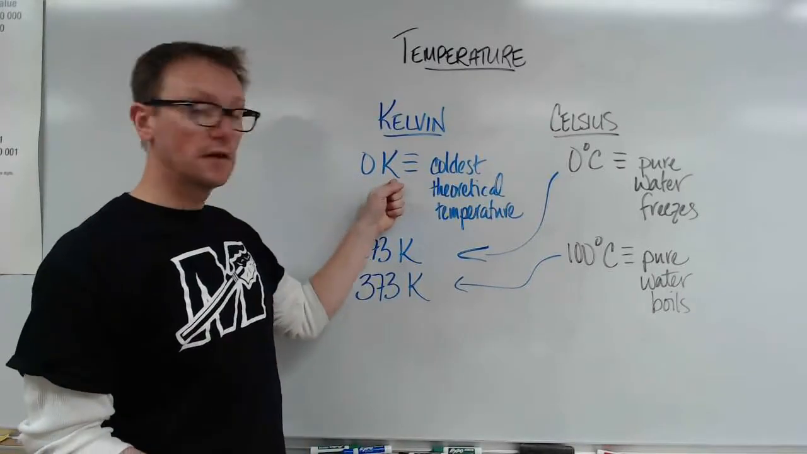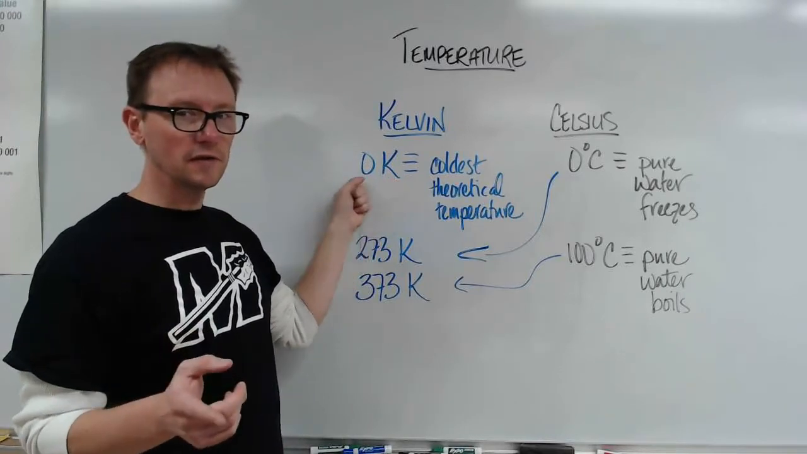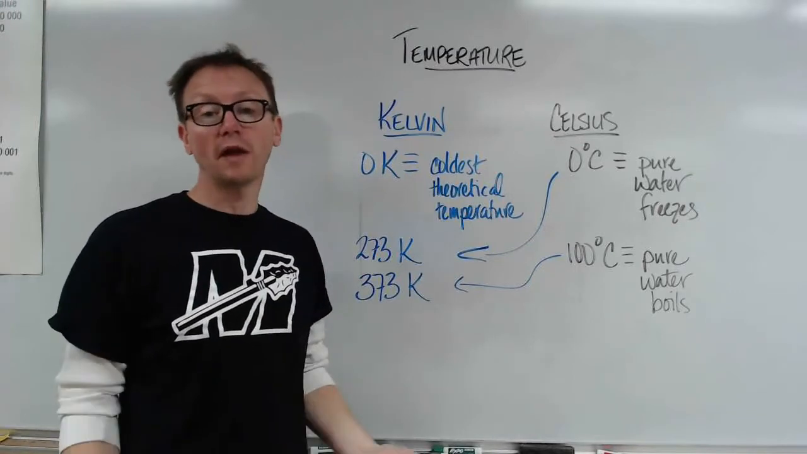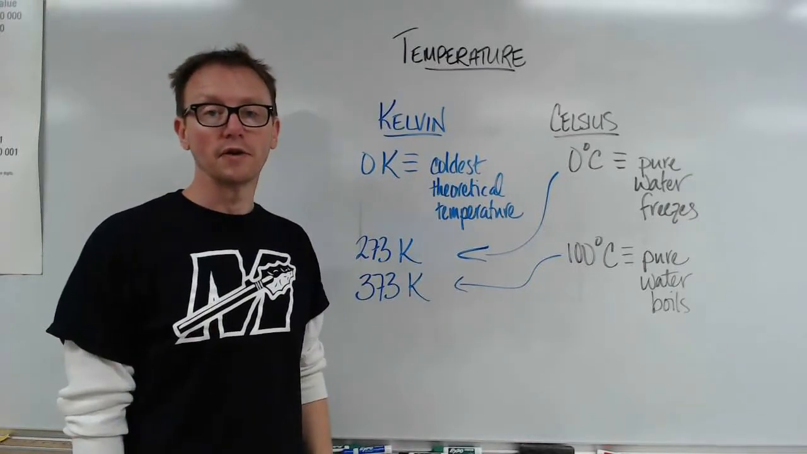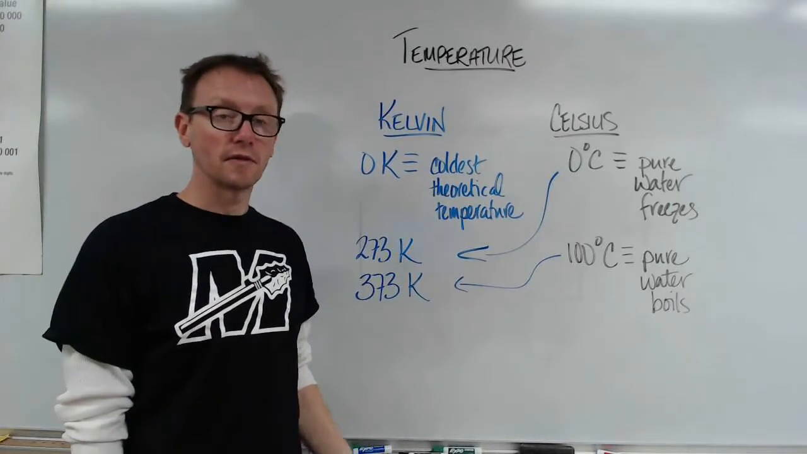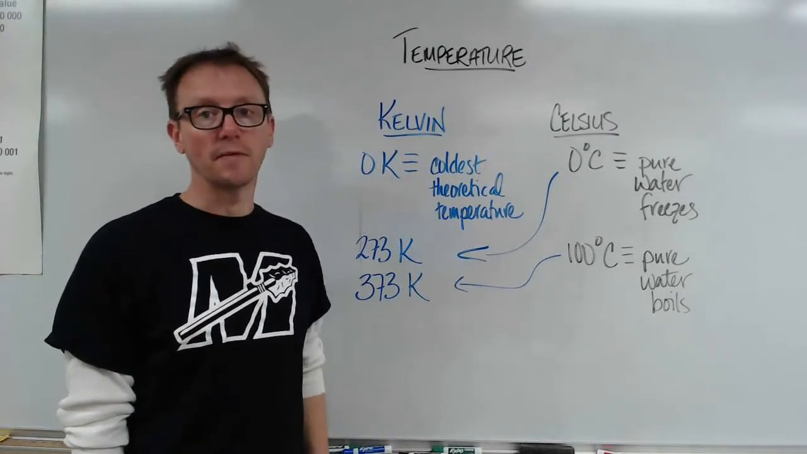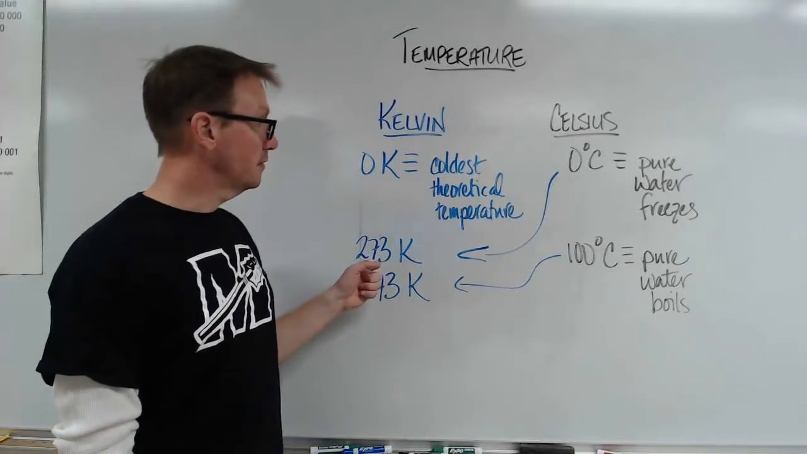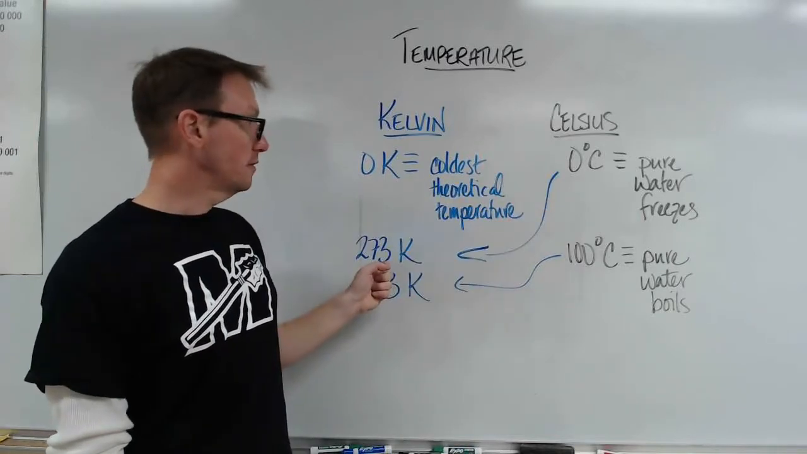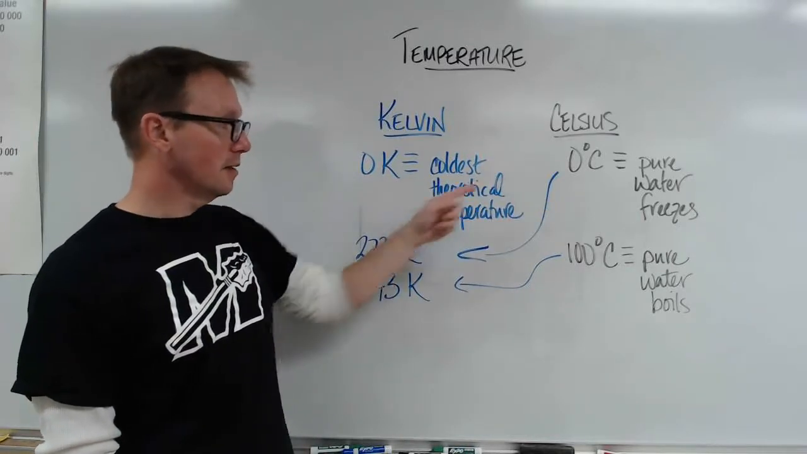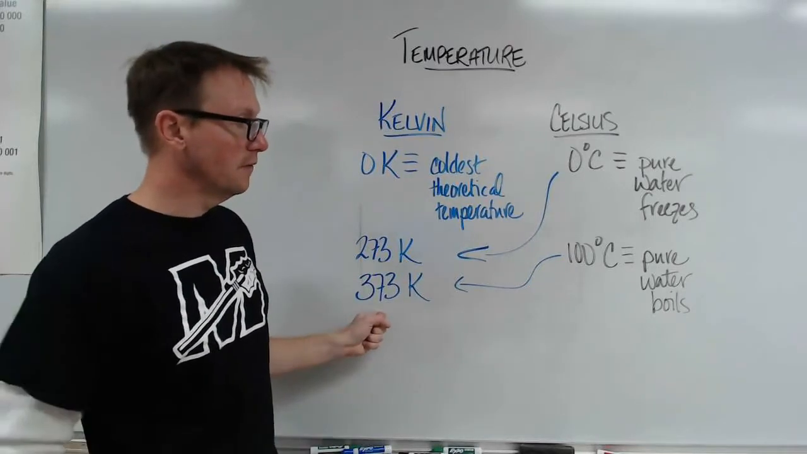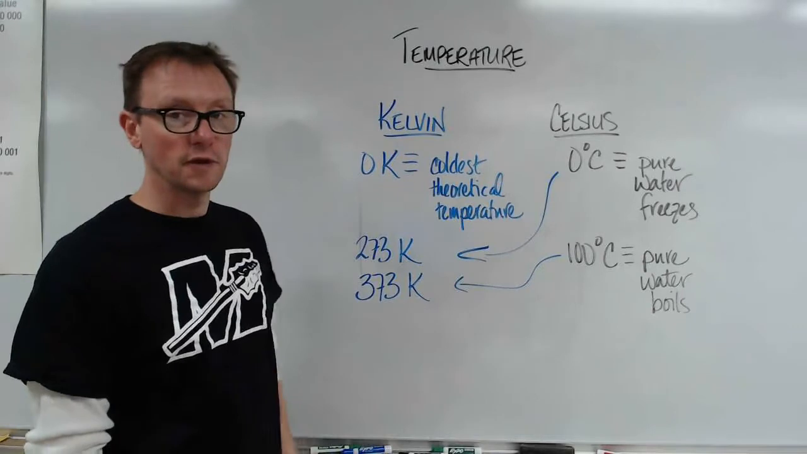So 0 Kelvin, notice it's not 0 degrees Kelvin, it's just 0 kelvins, is defined as the coldest theoretical temperature. Theoretical because you can't actually get there. You could try to cool things down as much as you possibly could, but at least theoretically, you can't actually get there. Because 1 Kelvin is equal to 1 degree Celsius, that makes the temperature for pure water freezing 273 kelvins, and the temperature for pure water boiling 373 kelvins.